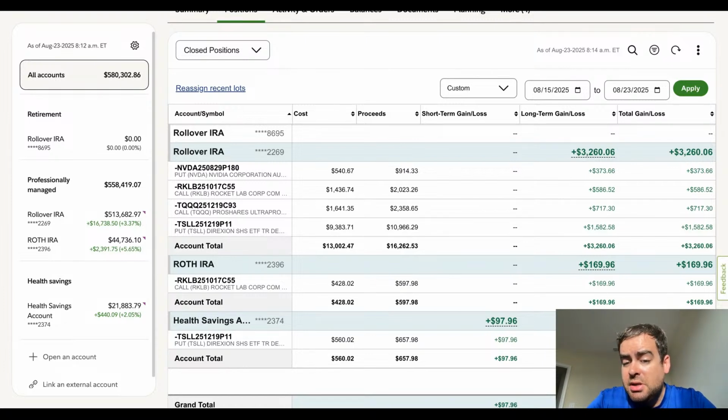Luckily, most of the positions in the account expire in December. So I've got time, but there's a couple of them that expire in September. I may just take assignment on that.